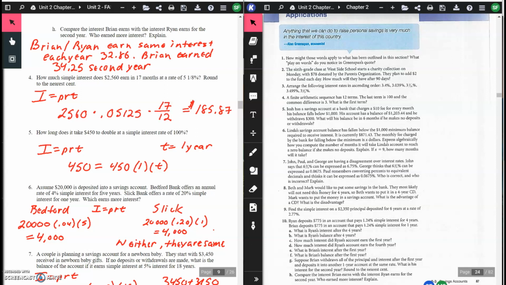We know there are 12 months in 1 year, okay? And our T is always in years, okay? So you got to do 12 for your denominator. So 17 months over 12 gives you 185.87.